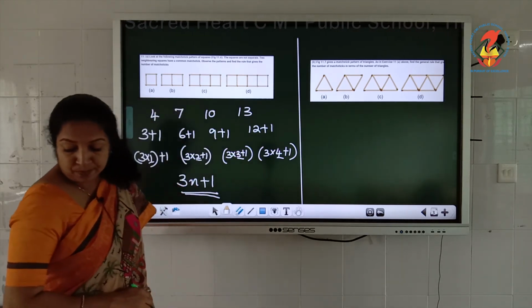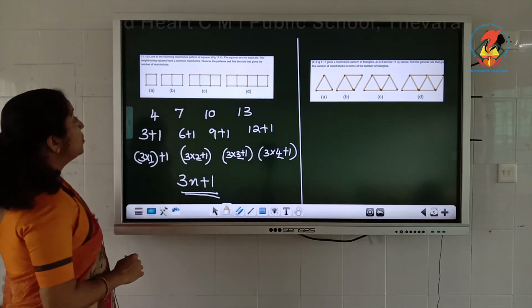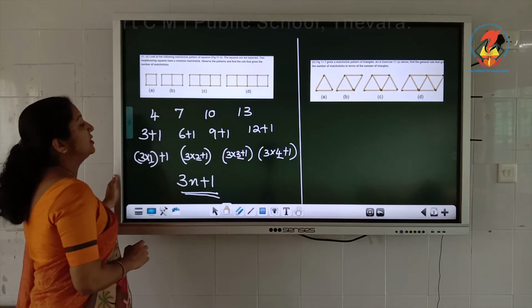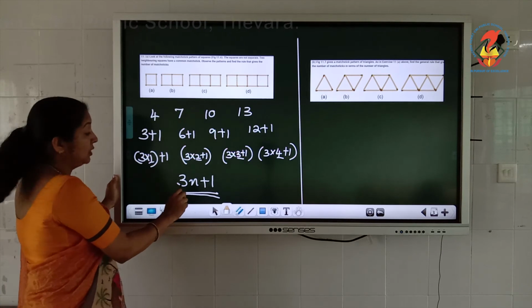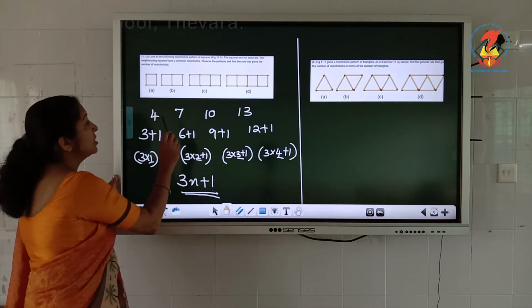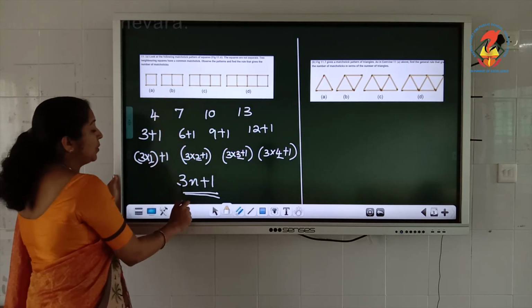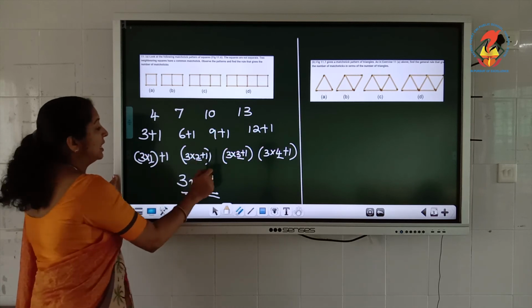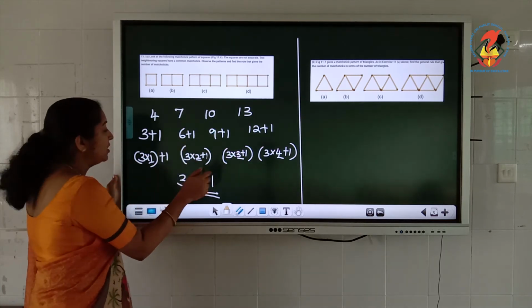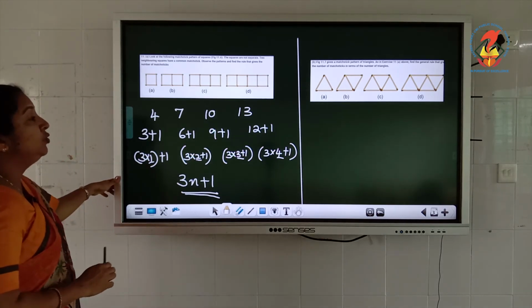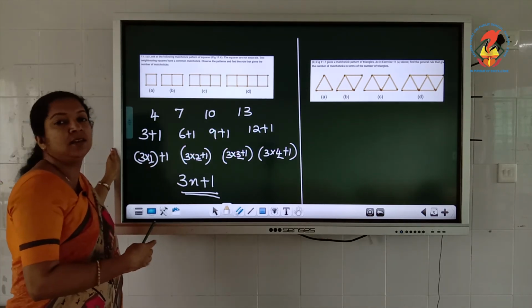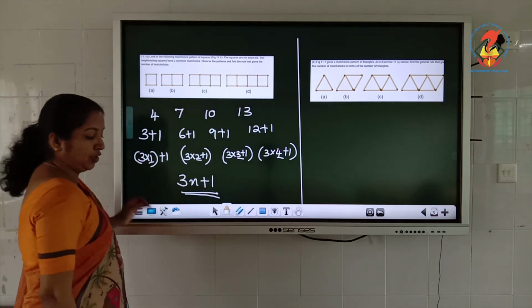where n is the number of squares. We can take the number of squares. For the first one we can make, what is n? N is number of squares. For first one square, 3 into 1 plus 1. Second square, 2 squares, what we can take as 3 into 2 plus 1. And third, if you want to make 3 squares, 3 into 3 plus 1, etc.